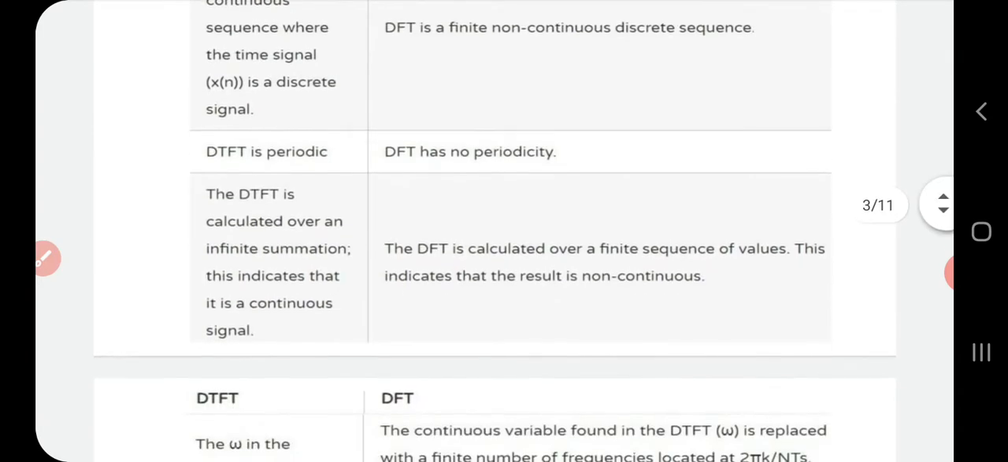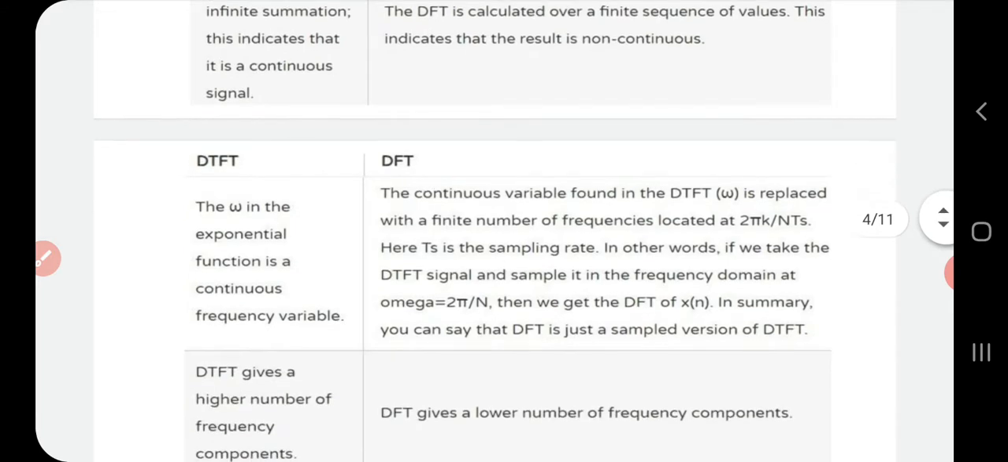As already said, DTFT is calculated over an infinite summation, that is from minus infinity to plus infinity, which means that it is a continuous signal, whereas DFT is calculated over a finite sequence of values, that is summation from n equal to 0 to N minus 1. This means that in DFT the result is non-continuous. Now in DTFT the omega in the exponential function, that is frequency, is continuous, whereas in DFT the continuous variable is replaced by a finite number of frequencies located at 2 pi k by N Ts.